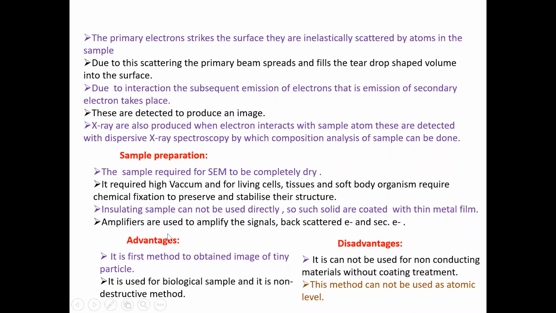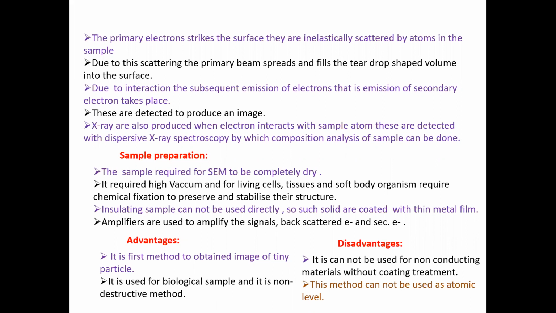Then about the living organisms and tissue like this, an insulating sample cannot be used directly. So that insulating sample we cannot use in the SEM instrument directly. So such solids are coated with a thin metal film. म्हणजे पहिल्यांदा त्याला काय करायला पाहिजे, इन्सुलेटिंग पासून कंडक्टिंग मध्ये आणायला पाहिजे. इन्सुलेशन जर असेल म्हणजे तो इलेक्ट्रिक करंट पास करत नसेल तर त्याला पहिल्यांदा त्या फॉर्म मध्ये आणायला पाहिजे. सो त्यासाठी आपण काय करतो, वी आर युझिंग कोटिंग ऑफ अ मेटल फिल्म. मेटल फिल्मची त्याच्यावरती कोटिंग आपण त्याला देतो. And then this solid material we are using as a sample.